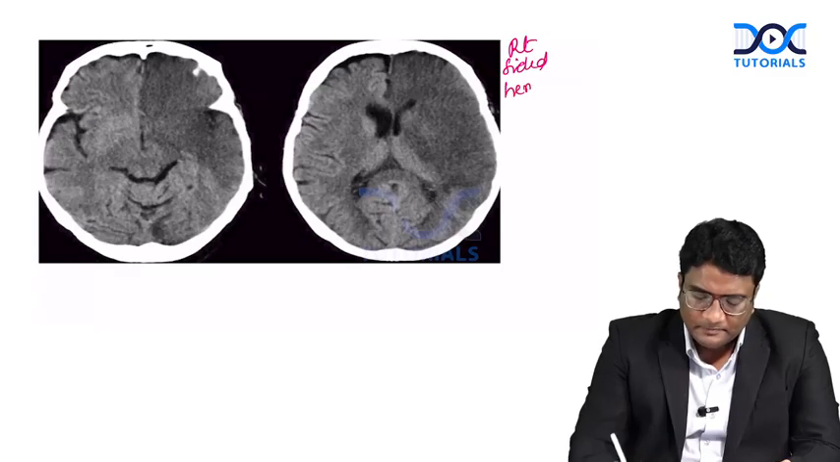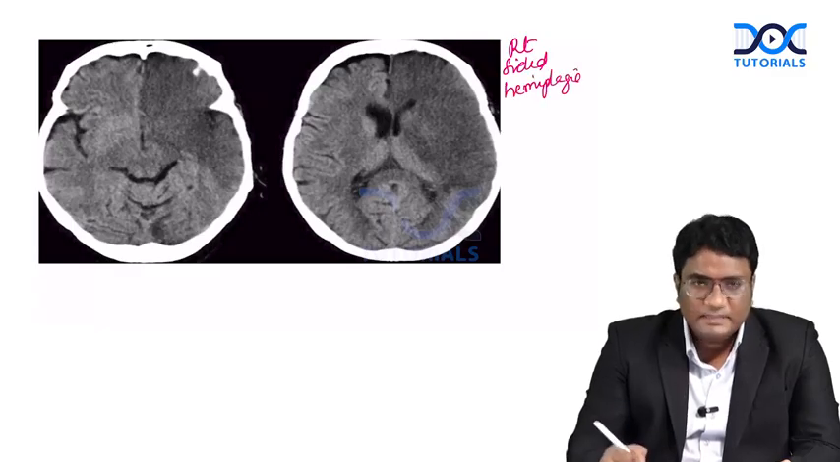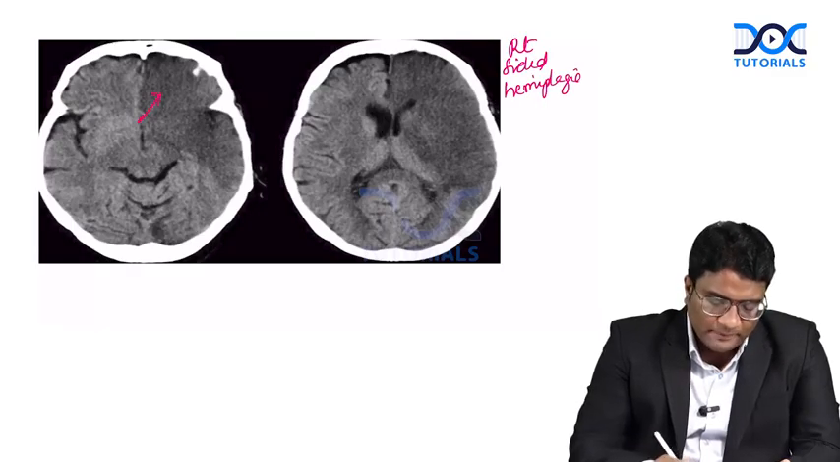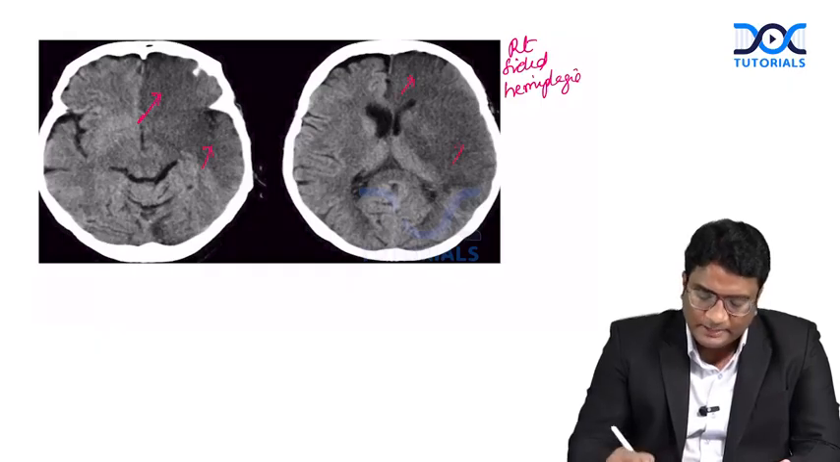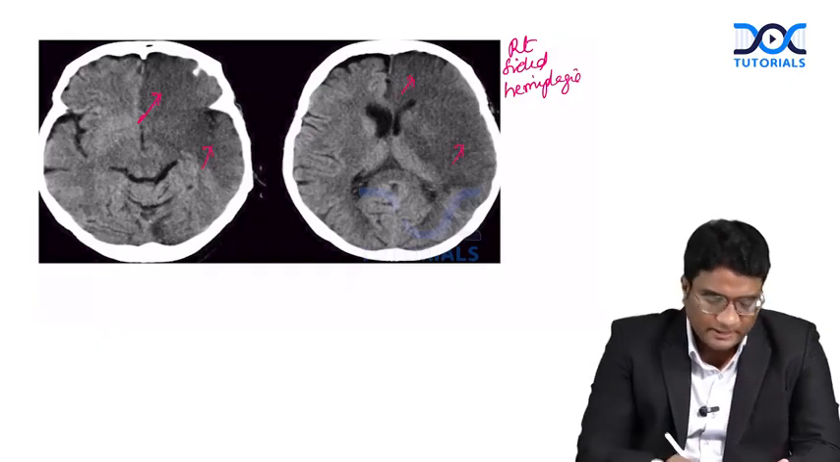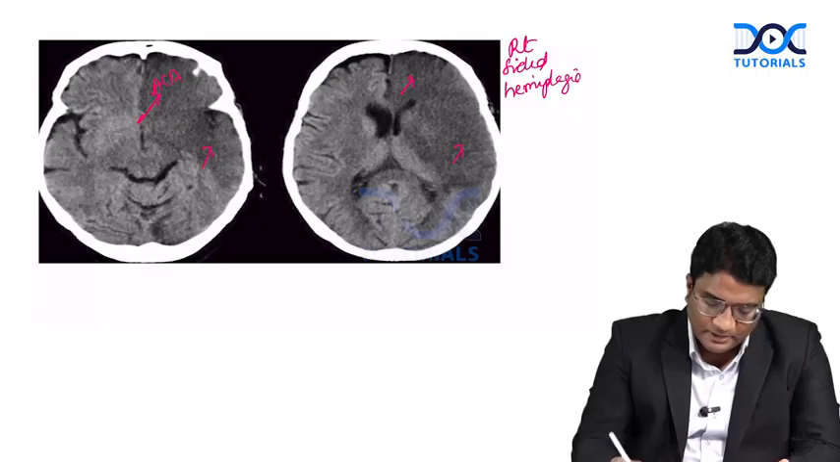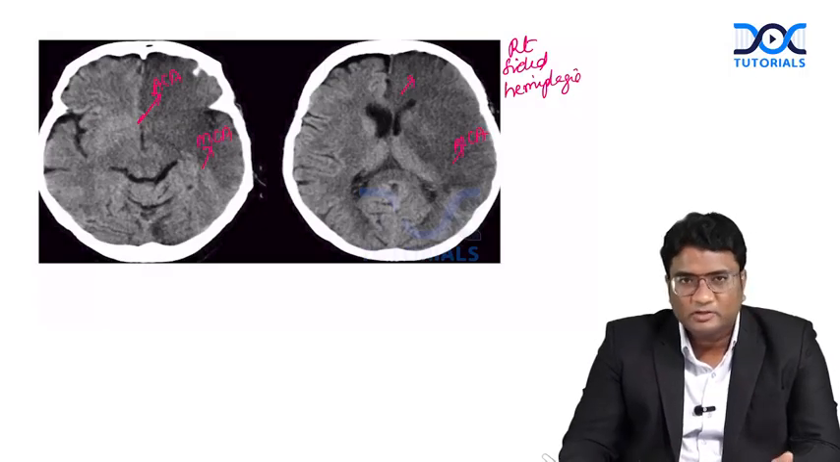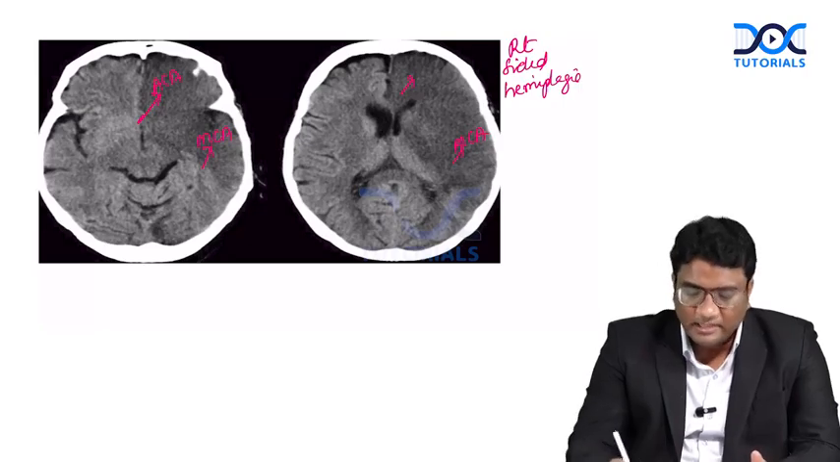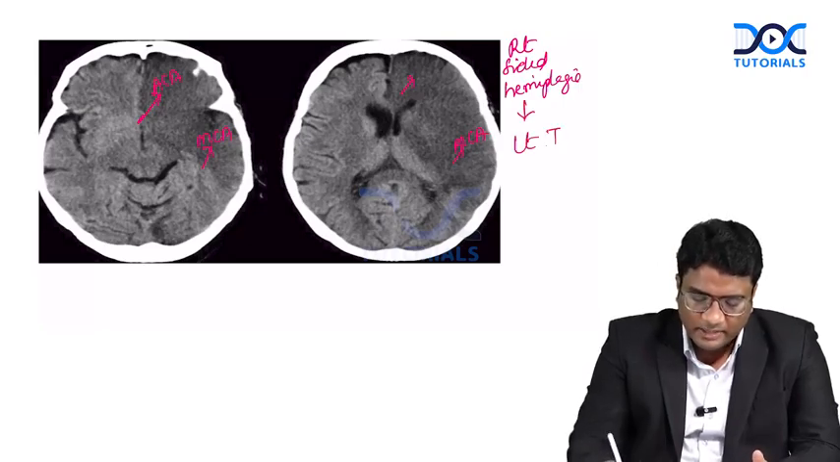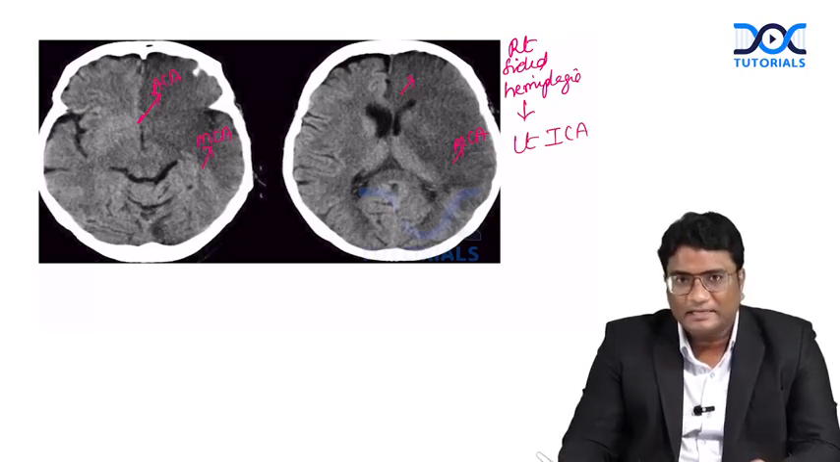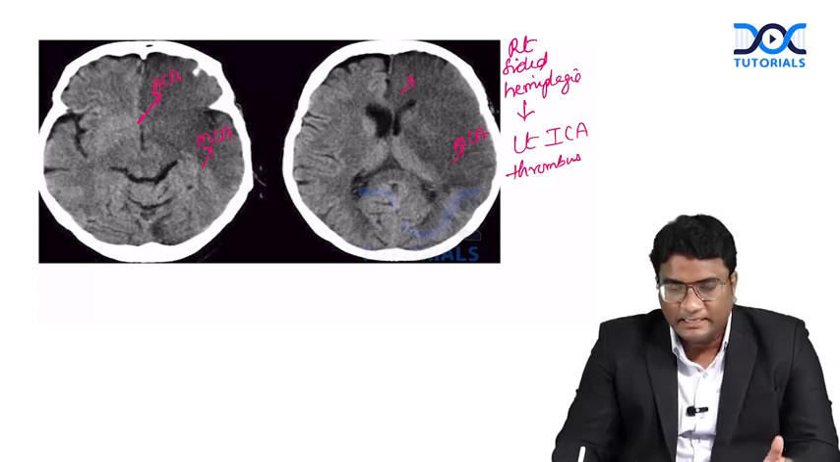The CT scans show you hypodense areas involving the anterior cerebral artery and the middle cerebral artery territory. The left ACA and MCA territories show these hypodense areas. That means where is the thrombus? The thrombus must be in the left internal carotid artery. By looking at the arterial territory, you should think where the thrombus could be. This is a left internal carotid artery thrombosis causing hypodense areas in the left ACA and MCA territory.